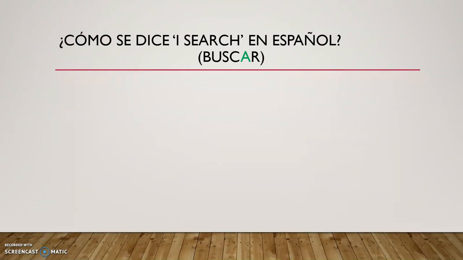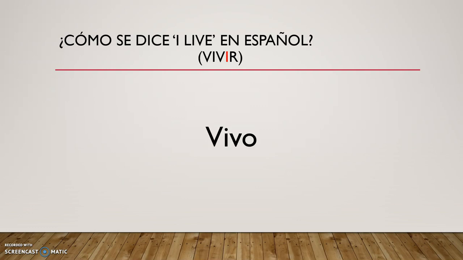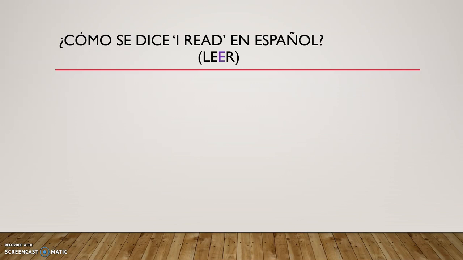¿Cómo se dice I search en español? La respuesta es busco. You can say yo busco, but you don't have to. The O implies that I am doing the action. Busco, I search. ¿Cómo se dice I live en español? The verb is vivir. Es vivo. Okay, you can say yo vivo or simply vivo. ¿Y cómo se dice I read en español? It's leo. This one tends to trip people up because it's just so short, but it is just one E, leo.